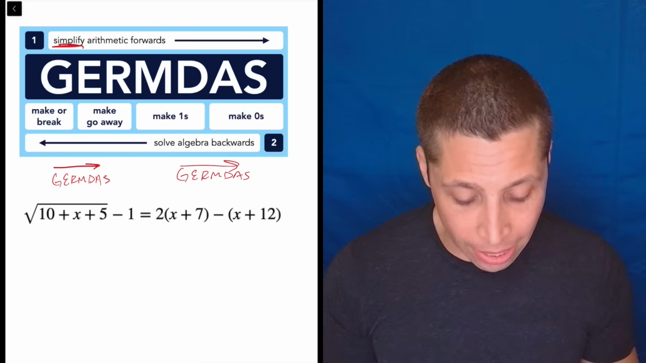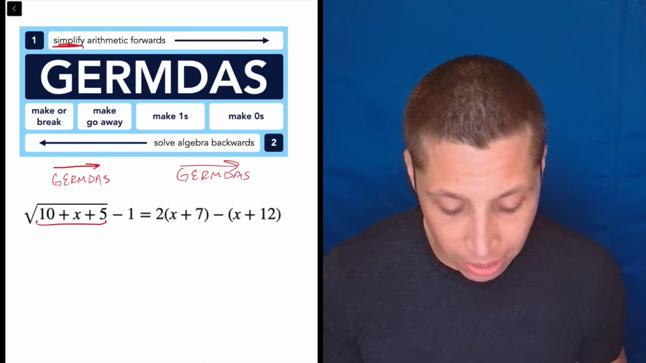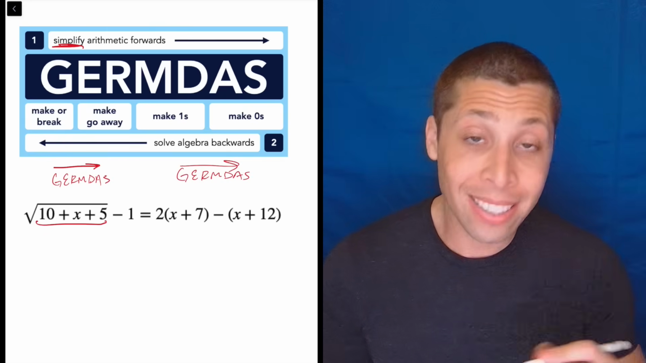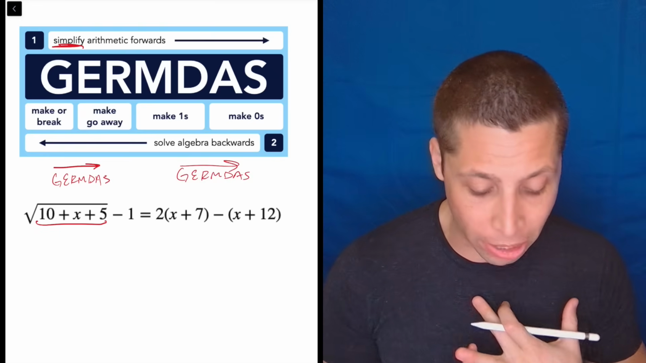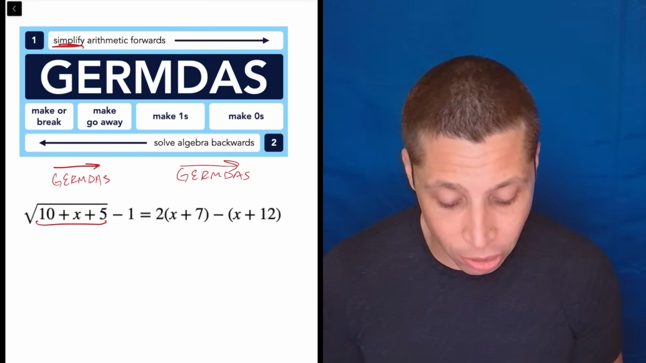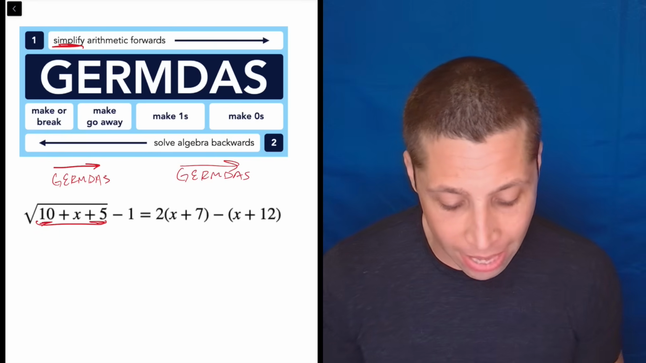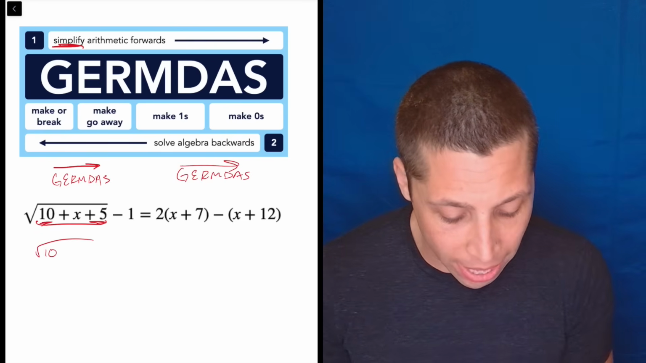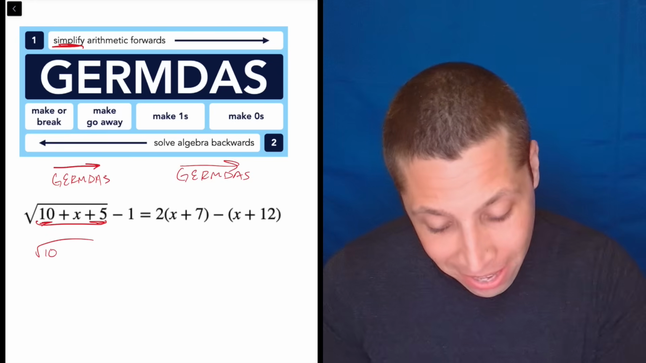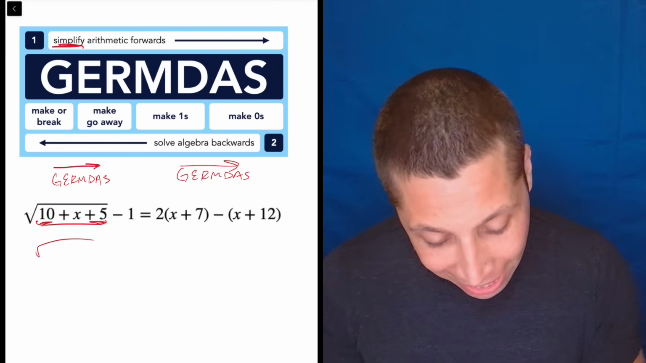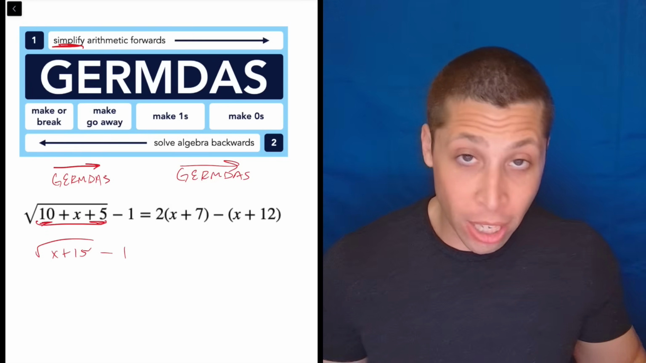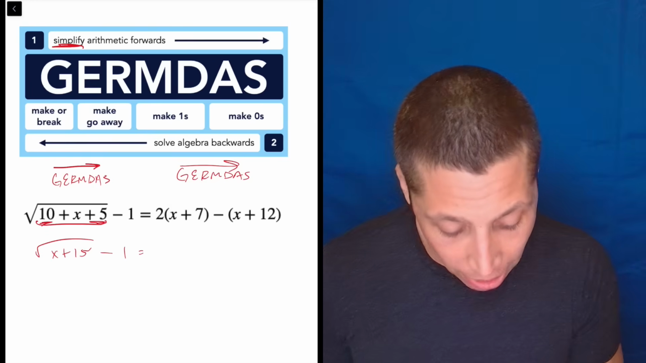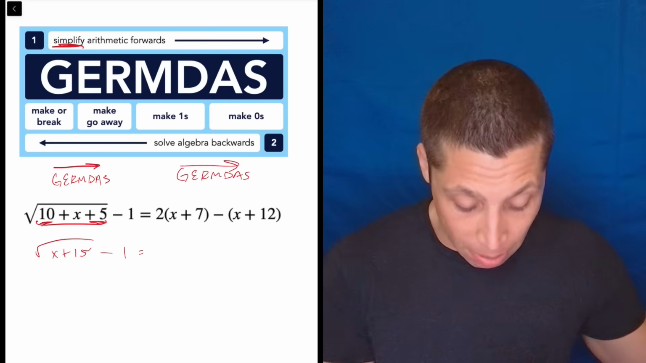So first I'm looking, is there a grouping? Yes, there's a grouping here on the left under the radical. Inside of that grouping, I'm doing a mini GERMDAS, right? Are there any exponents or radicals there? No. Multiplication or division? No. Yes, though, there is addition and subtraction. I can combine the 10 and the 5. So I end up with 10. See, I already messed it up here. We're going to end up with x plus 15 minus 1, right? I haven't changed that, so that's going to stay outside, and we're not even going to bother writing the right side yet. Let's just keep it as that.